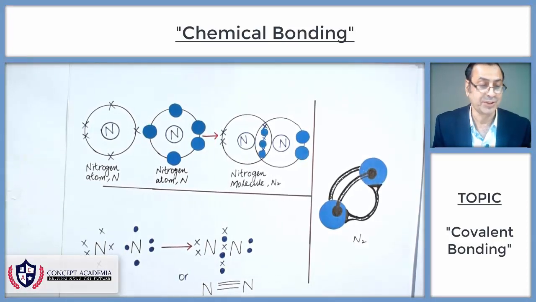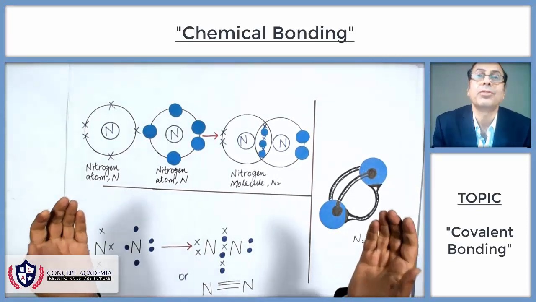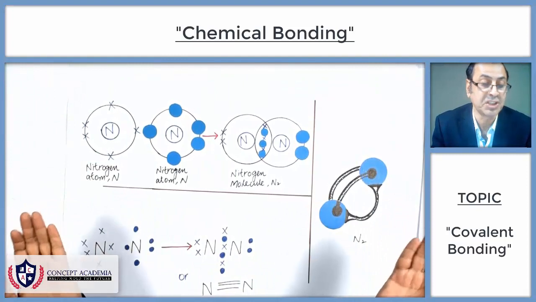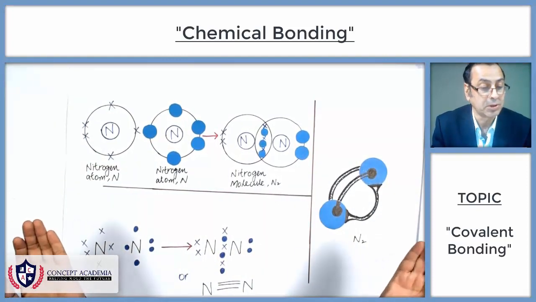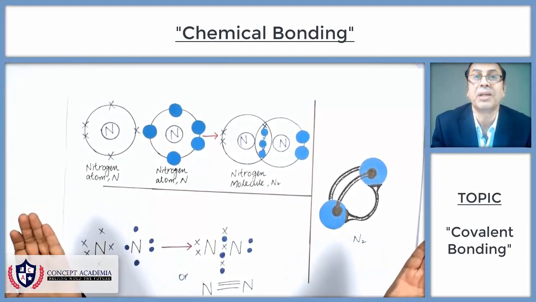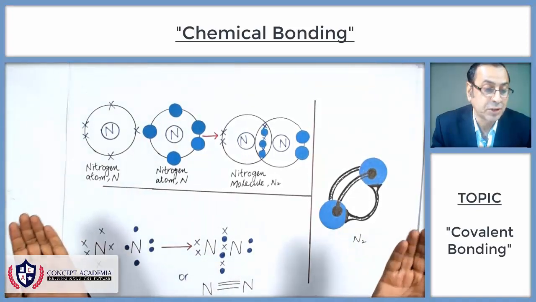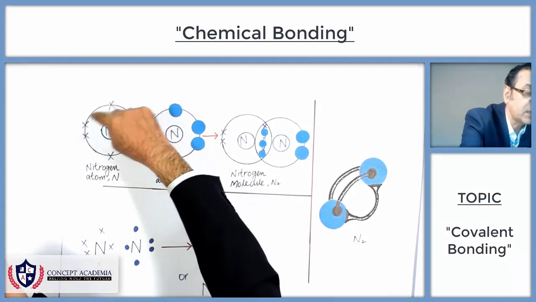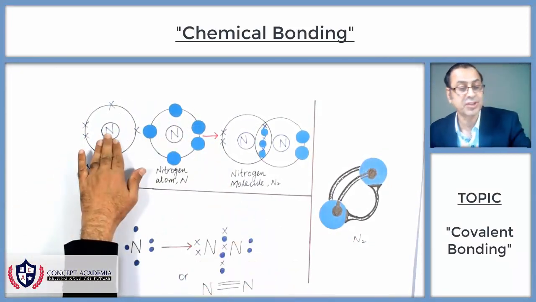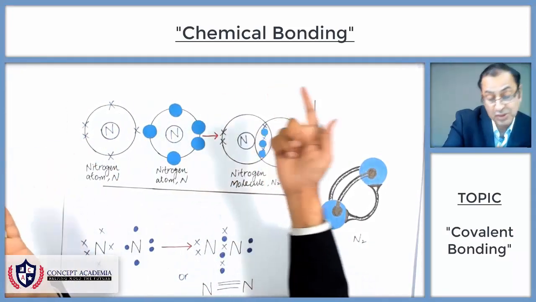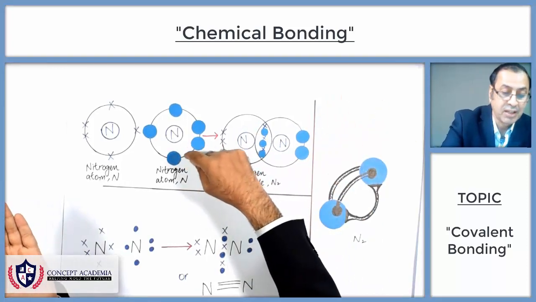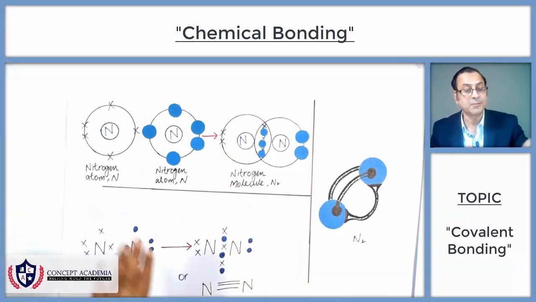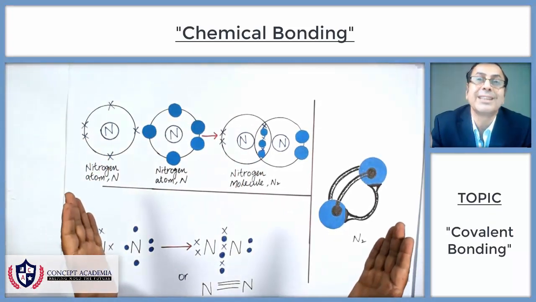For nitrogen, nitrogen belongs to group 5. You are allowed to look at the periodic table even in your examination hall, so you can find that nitrogen belongs to group 5. So 1, 2, 3, 4, 5. This nitrogen has 5 electrons, and this nitrogen also has 5 electrons: 1, 2, 3, 4, 5. So nitrogen has 5 electrons in its last shell.